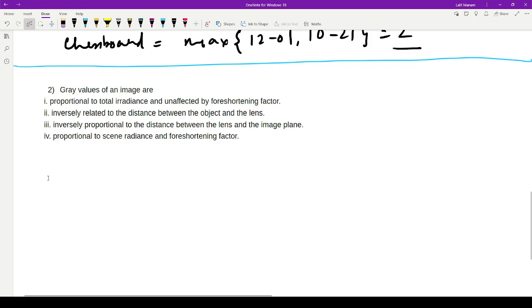Okay, the grayscale values of an image are dependent on what? The first option is proportional to the total irradiance and unaffected by foreshortening factor, inversely related to distance between the object and the lens, inversely proportional to the distance between the lens and the image plane, or it is proportional to the scene radiance and foreshortening factor. Okay, it's too hard to read like this. So I'll ask you first this. What is foreshortening?